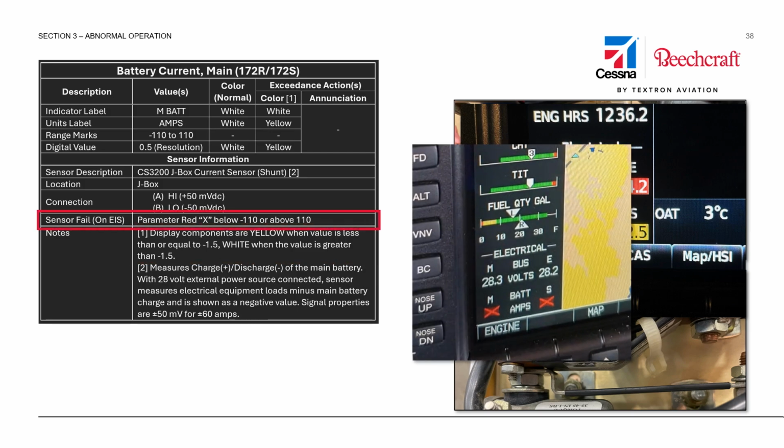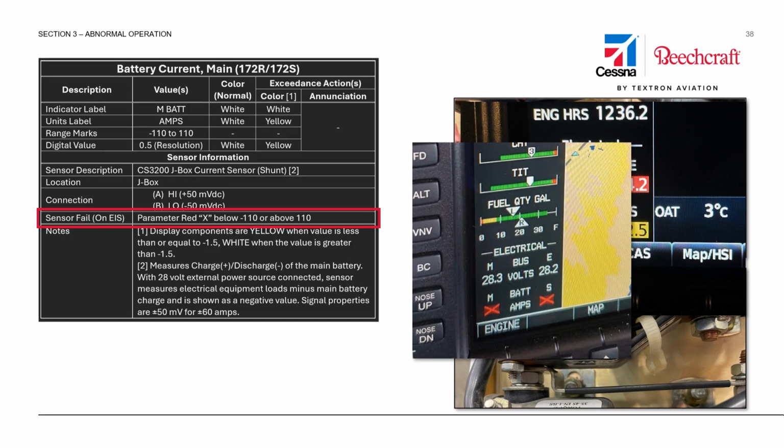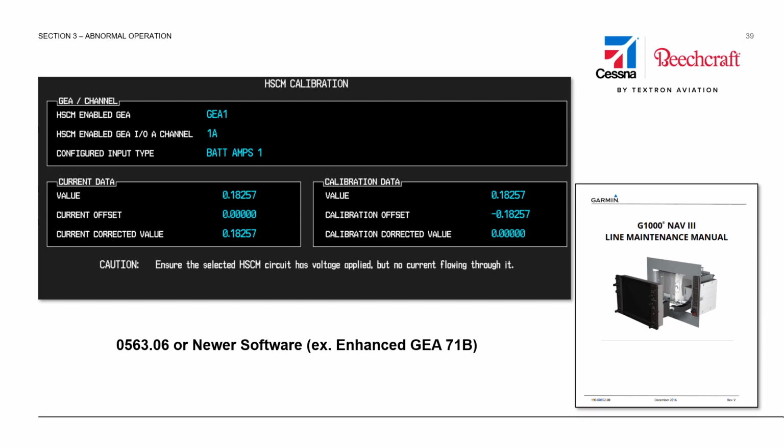The red X's are displayed when the signal is beyond plus or minus 92 millivolts, or an indication of negative 110 or positive 110. Oftentimes, trouble with this system is just a simple resistance issue where we need to clean up the contacts. When it's a millivolt system, it doesn't take much to throw it off. A little bit of resistance here or there can make a big difference in what we see indicated on the display.